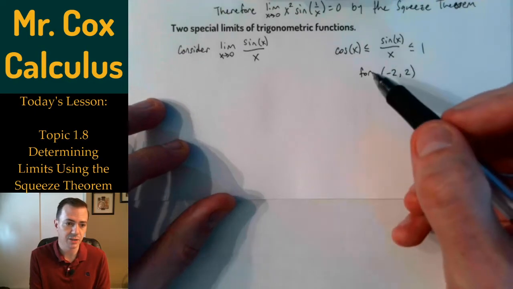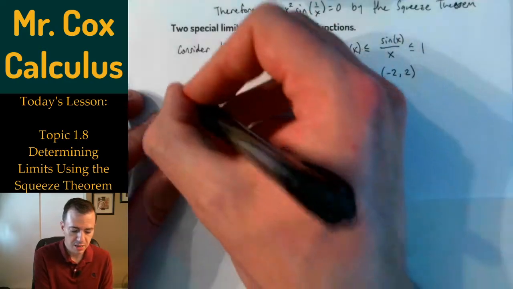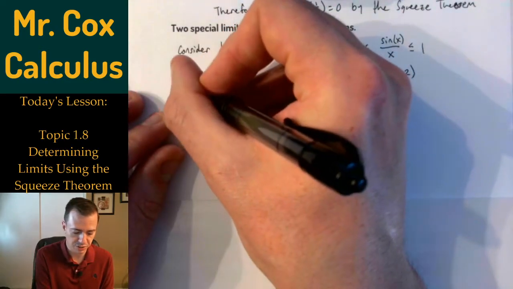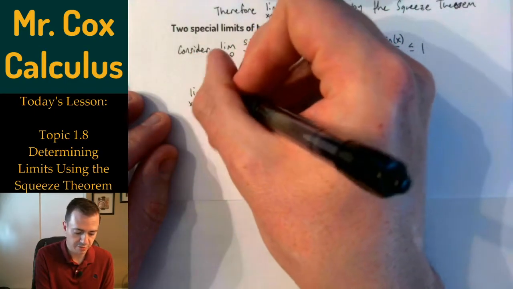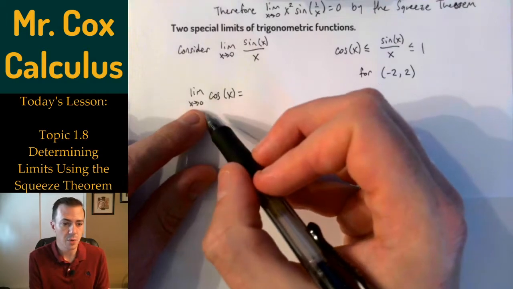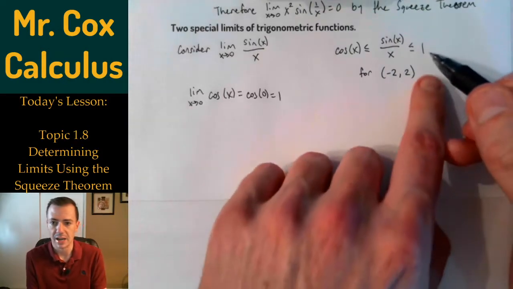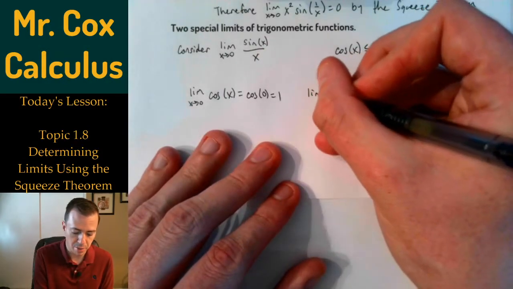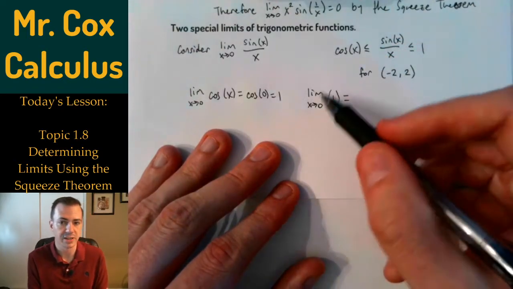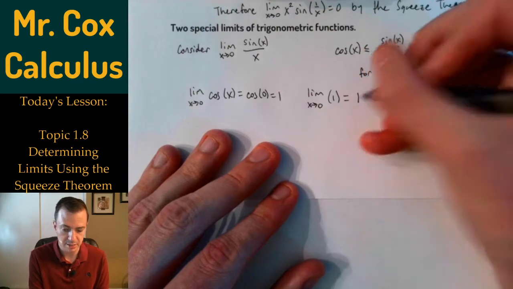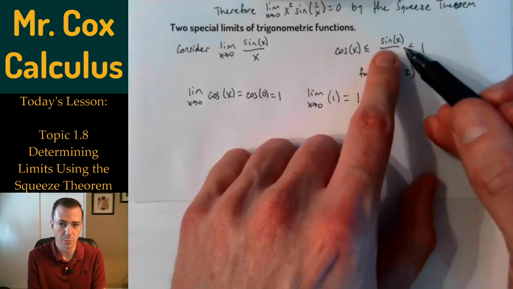So if this statement is true, and again, you're kind of taking my word for it that it is for the sake of this video, then I can take the limit as x approaches 0 of the lower bound, which is the cosine of x. I can evaluate that through direct substitution. It's equal to the cosine of 0, which is 1. I can also take the limit of the upper bound function, the limit as x approaches 0 of 1. Remember, if I take the limit of a constant, I get the constant back. And so both of these functions right here are approaching 1.